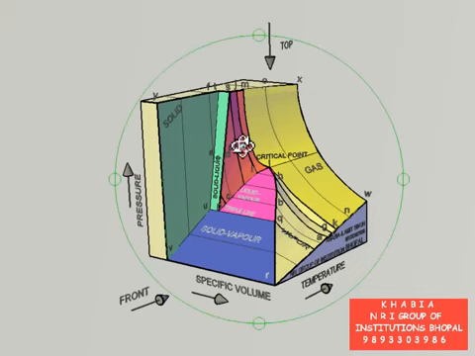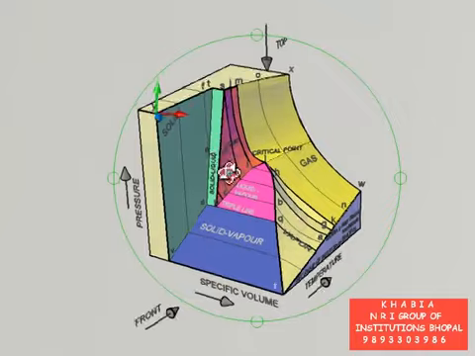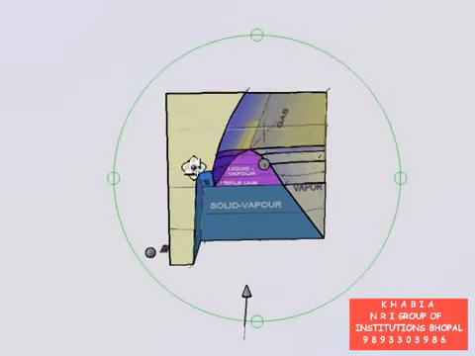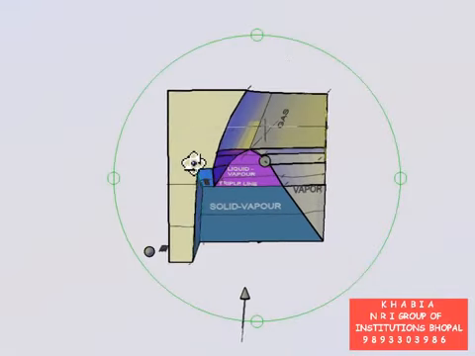Similarly, if you want to see the TV diagram of pure substance, you will simply look at this 3D model of PVT surface of pure substance from top. Let me look at this model from top. This is the axis of temperature and this is the axis of specific volume. And this is the TV diagram for a pure substance.